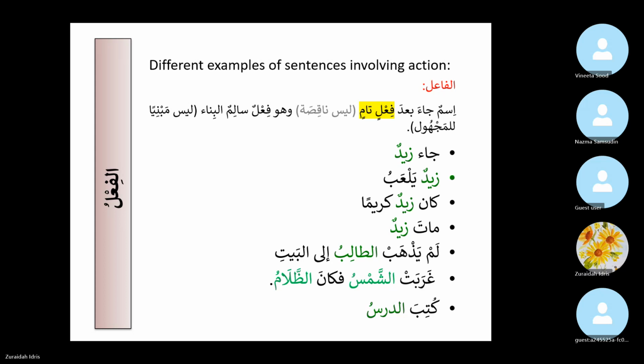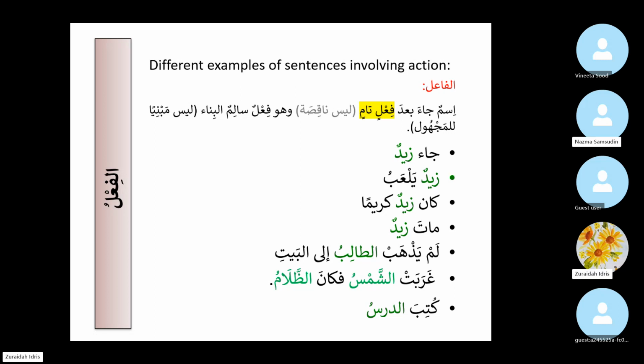Zaid came. Zaid is playing. Is it a fa'il if it's in present tense? It's not a fa'il, is it? What is this then? We saw this as isim kana. This as naibul fa'il. So you're right, it's in this sentence, but what is this now? Zaidun yal'abu.